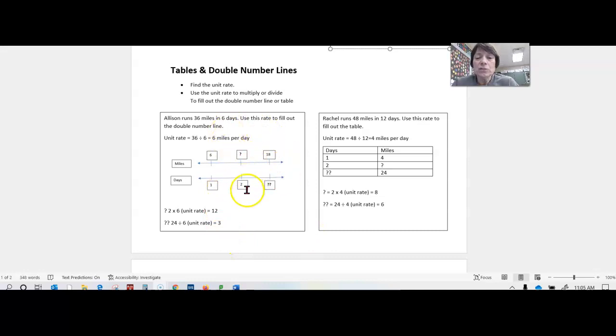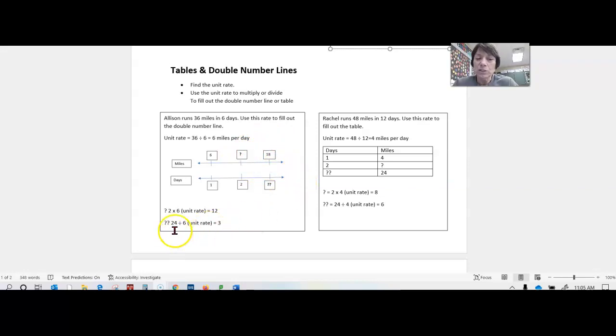So here's our chart. There are 2 things missing where the question marks are. And in order to fill out this question mark right here, the number of miles that she can run in 2 days, we're going to take our 2 and multiply it by our unit rate because we're going from a smaller number to a bigger number, and find out that she can run 12 miles in 2 days. Over here, we're given the bigger number. We're given the 18. That's how many miles she ran, and we're going to try to figure out how many days it took her to do that.